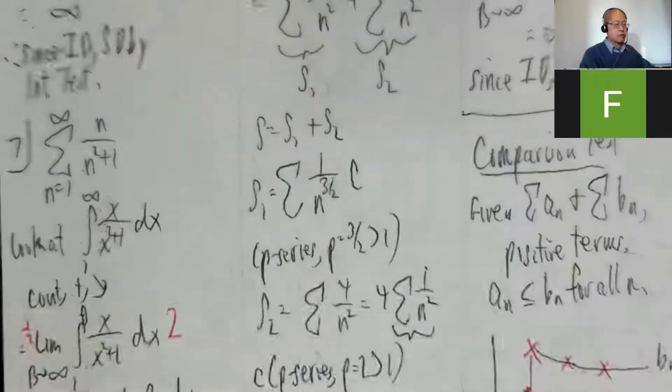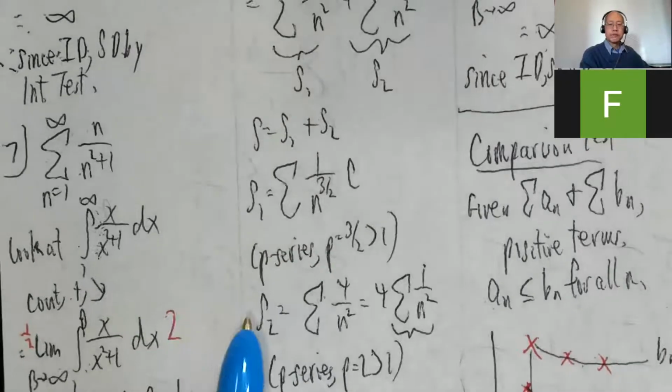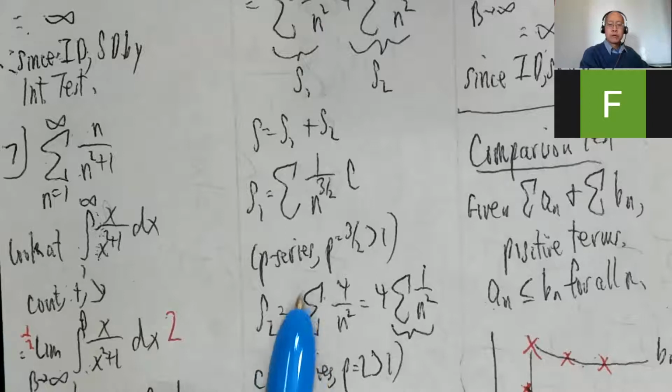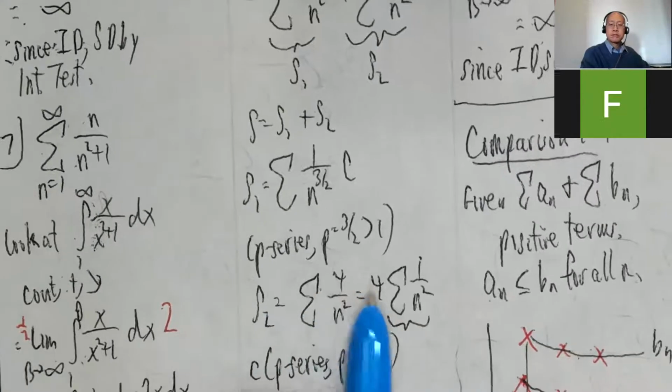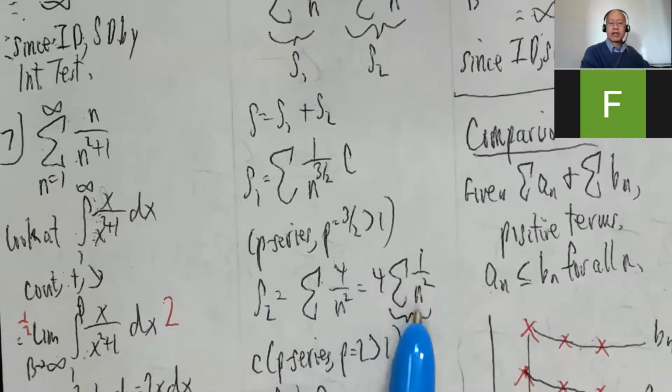3 halves is bigger than 1, so this series converges. S2, summation of 4 over n squared. I can factor out the 4. That's one of the properties of series. 4 times summation of 1 over n squared.